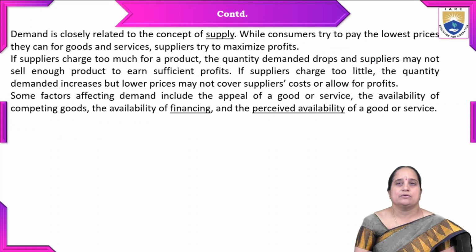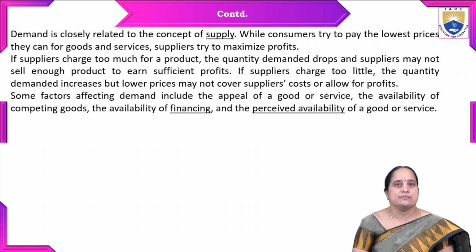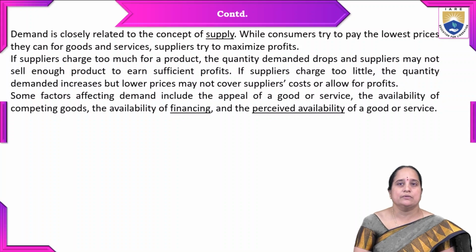Demand is closely related to the concept of supply. While consumers try to pay the lowest prices they can for goods and services, suppliers try to maximize profits. If suppliers charge too much per product, the quantity demanded drops and suppliers may not sell enough product to earn sufficient profits. If suppliers charge too little, the quantity demanded increases, but lower prices may not cover suppliers' costs or allow for profits.